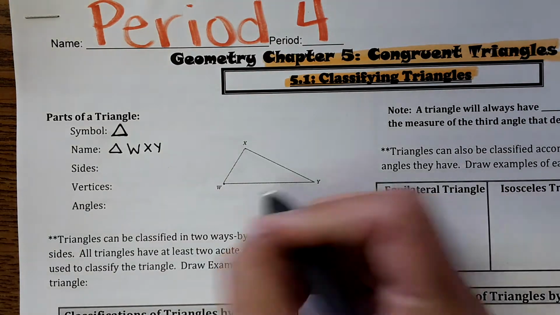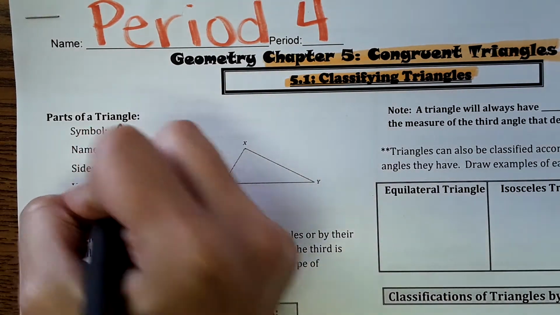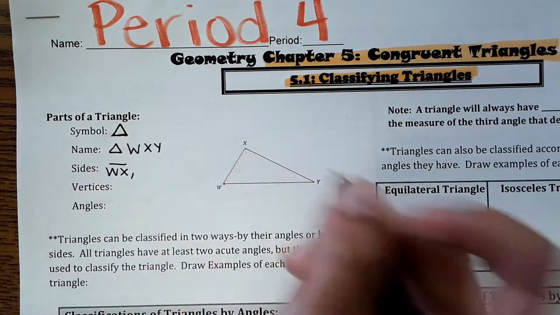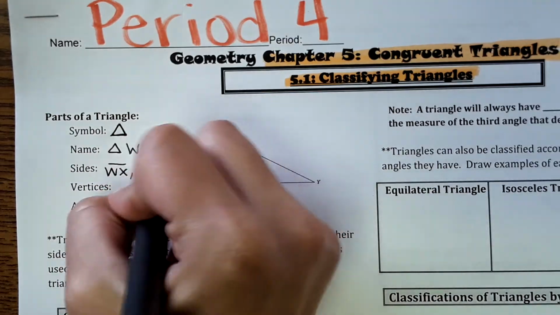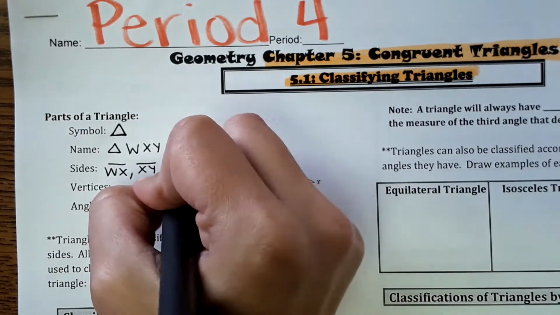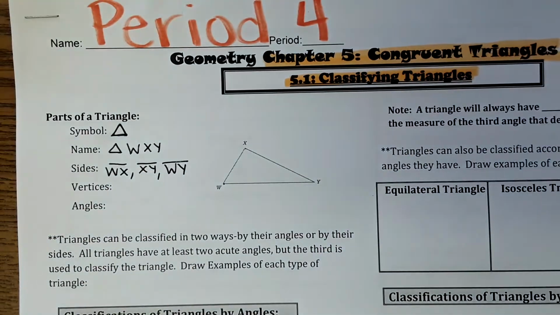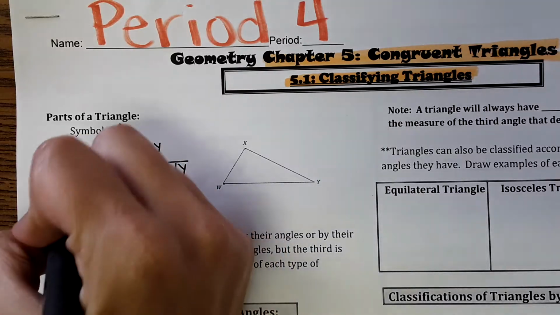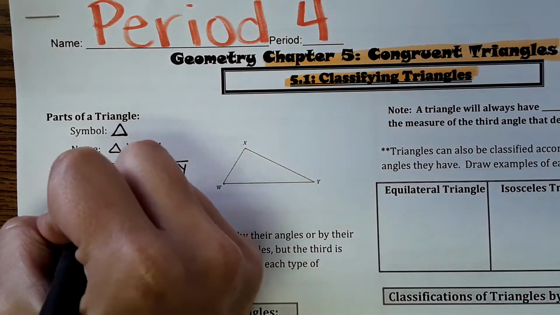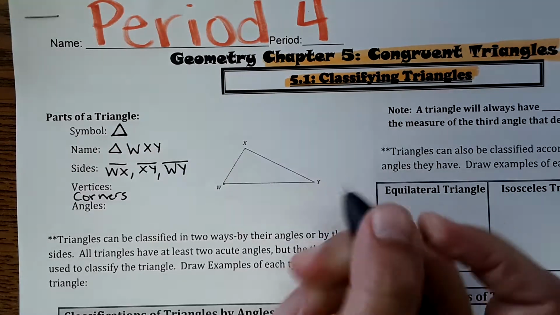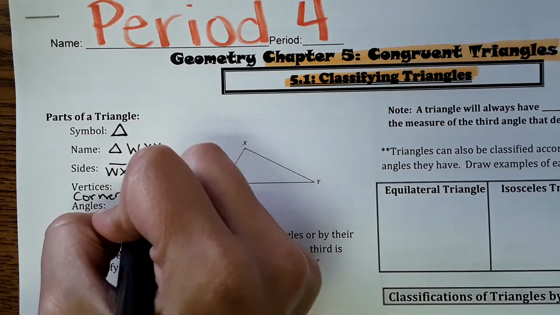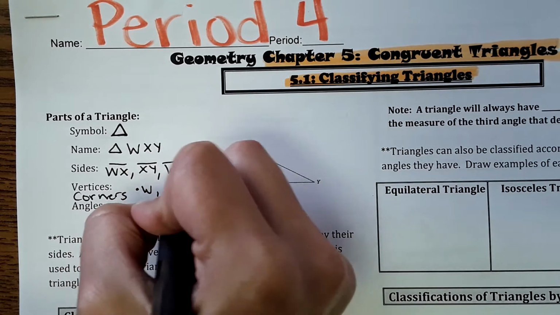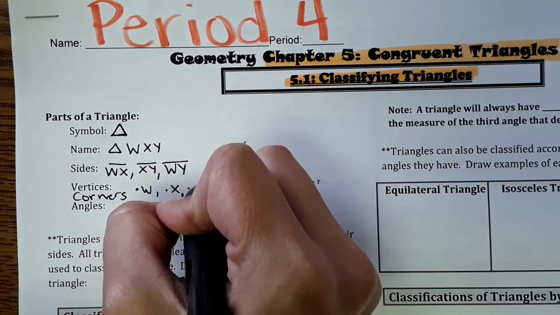Then the sides of a triangle, we have 3 segments. So you'd have segment WX, segment XY, and WY. And then vertices. What that word means, if you don't recall, it means the corners. So the corners here would be point W, point X, and point Y.